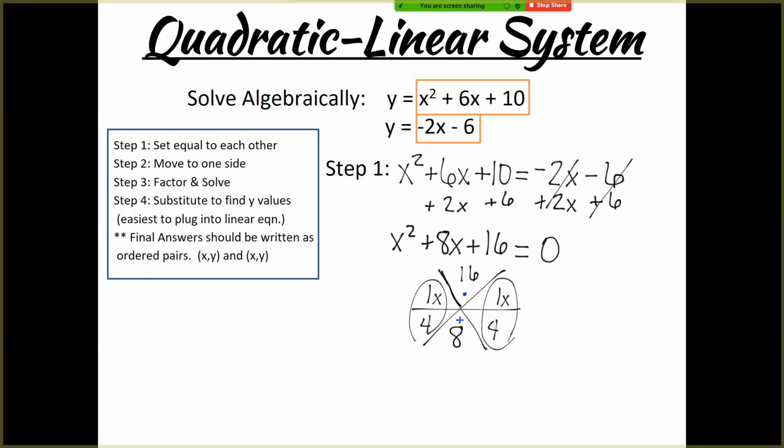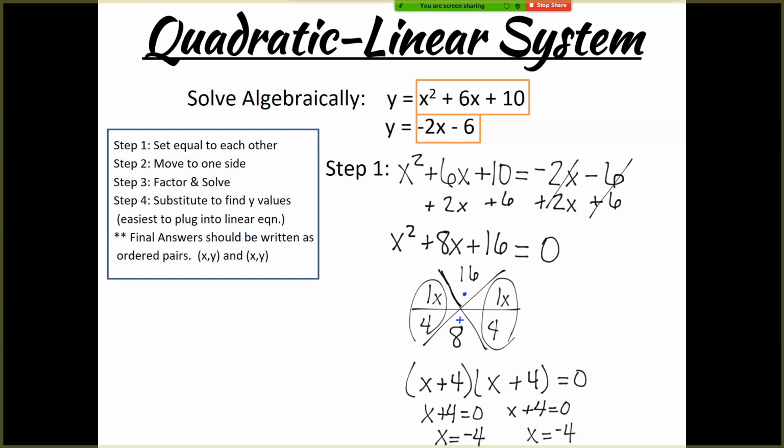Add the variables to the top, see if you can reduce. Again, A is 1, so you can't reduce. So that gives us factors of x plus 4 and x plus 4. Still equals 0. So I'm going to set both my factors equal to 0 using that zero product property. One of them has to equal 0. When I get my answers, I get x equals negative 4, and then again, I get x equals negative 4.